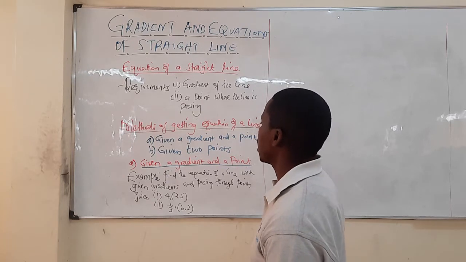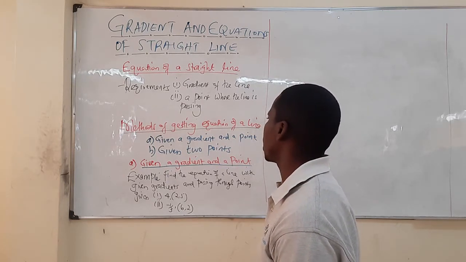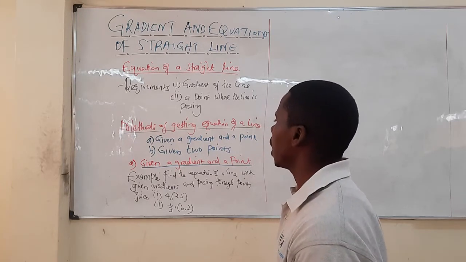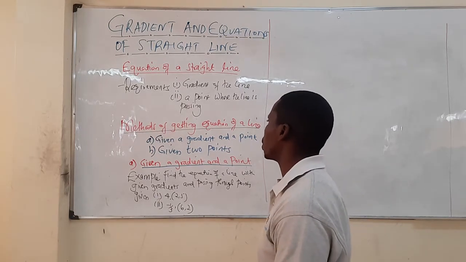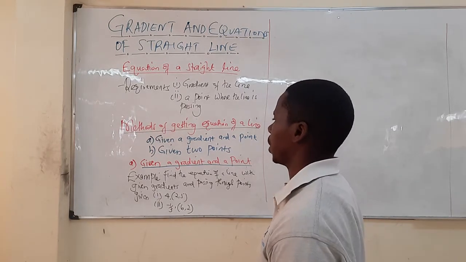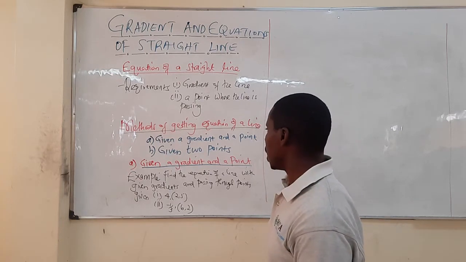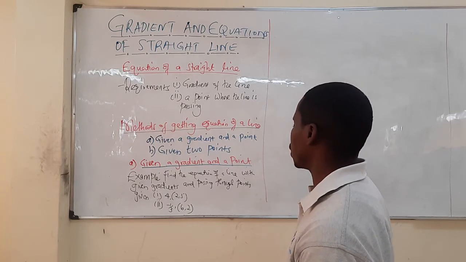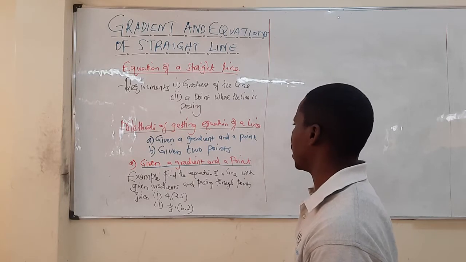Method one, or one scenario, is when you're given a gradient and a point the line is passing through, and method two is when you're given two points. These are the scenarios you can have for getting the equation of a straight line. Let's start with the first one: when you're given a gradient and a point, how do you get the equation of a line?